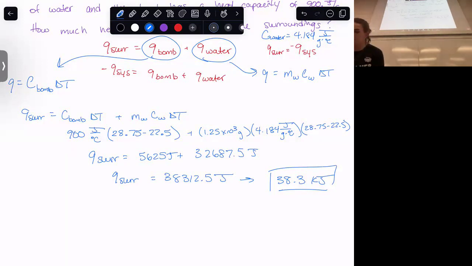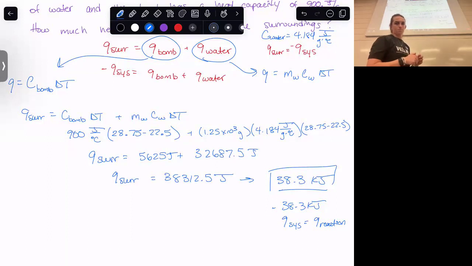So with the negative value, that would be the Q reaction that we resolved for. Yep. So -38.3 kilojoules is the Q system, which is equal to the Q reaction. If we were looking for only the Q reaction but not the conditions, we have the mass and the temperature change, but the temperature change would be different for the metal than for the organic compound. Yes. Perfect.